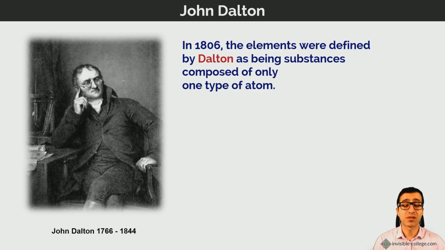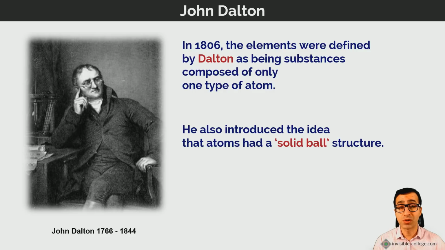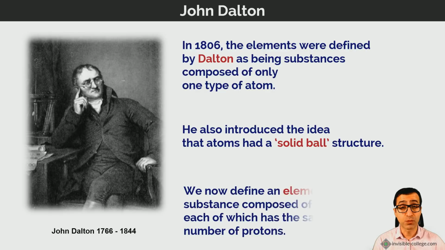Now, like Democritus, he thought of atoms as being these solid balls with no internal structure. But again, of course, we know that that's not the case. So we now define an element in chemistry as being a substance composed of atoms, each of which has the same number of protons. Now, again, John Dalton himself didn't really know anything about protons, neutrons, and electrons.